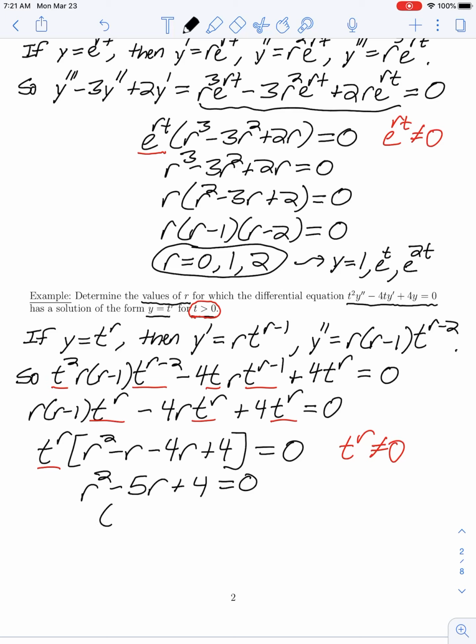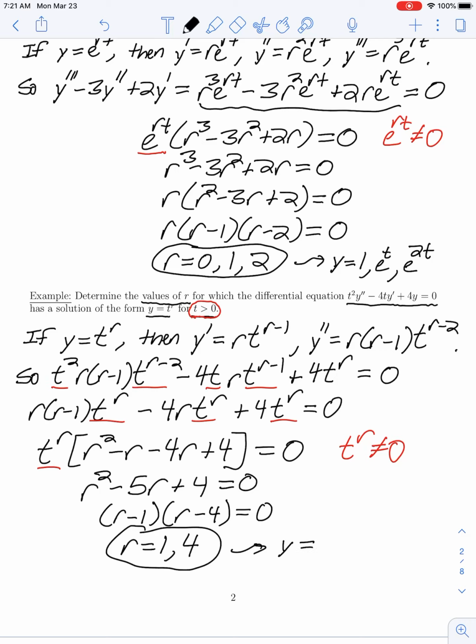And this quadratic can now be factored as r minus 1 times r minus 4 equals 0. And so we're left with r equals 1 or r equals 4. So these are the values of r that we were interested in. And again, if we were to take these values for r and substitute them into the general form of our solution, which was t to the r, we would have two different solutions. y could either be t to the first power or t to the fourth power. These would both be solutions to that given differential equation.